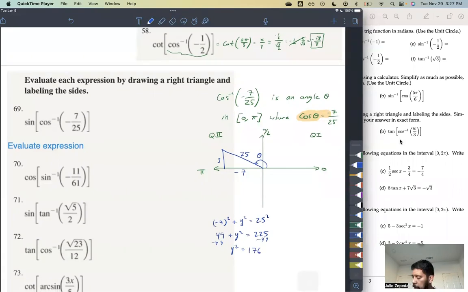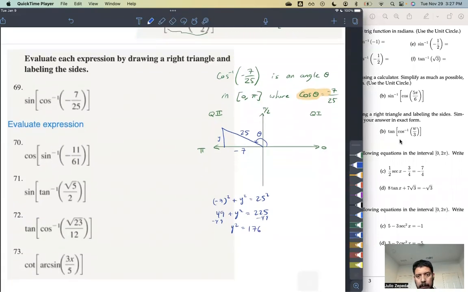And then if we take the square root, officially, plus or minus, there are two solutions to that equation, but since we're in quadrant 2, the y value is positive, so this is positive square root of 176. Okay, so that has a value of square root 176.